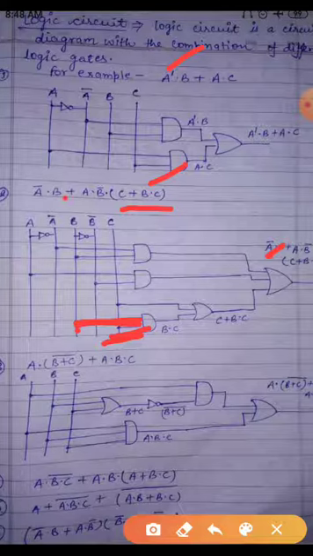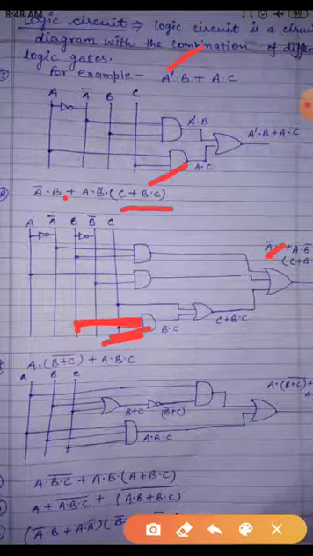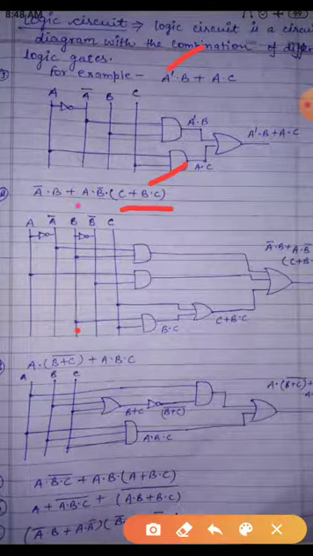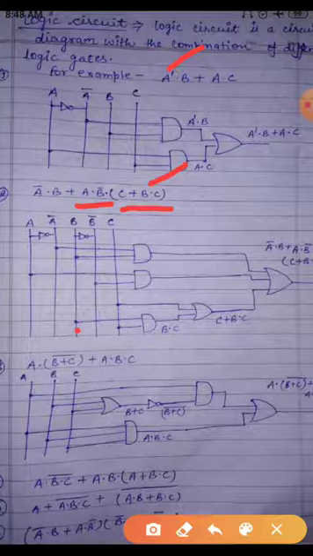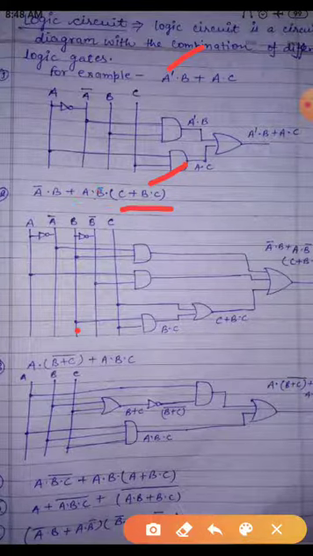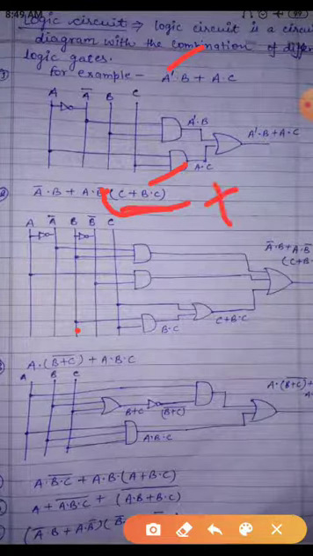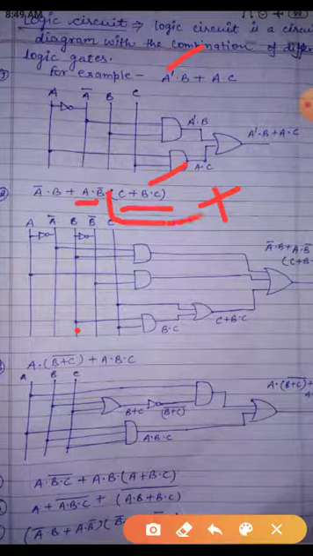No, something is a problem here. A dot B bar. This one is A dot B bar. In place of the dot here, put plus. Here A dot B bar, here is a plus. So correct it here. A dot B bar के बाद dot नहीं है, plus है. Clear? Here is a plus.